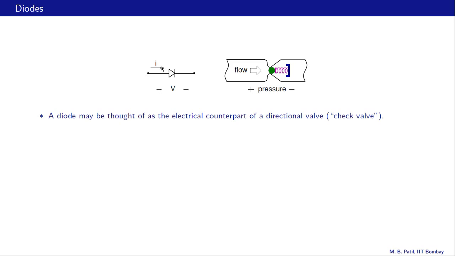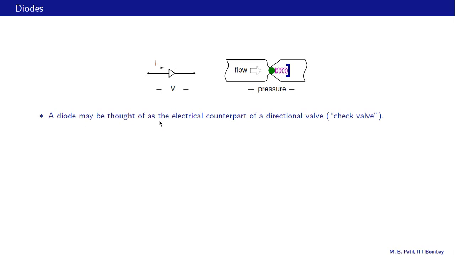Now a diode is very different from a resistor. As we have seen, the IV relationship for a resistor is simply a straight line passing through the origin. For a diode, that is not the case. Let us look at this analogy, which will help us to understand how a diode works.